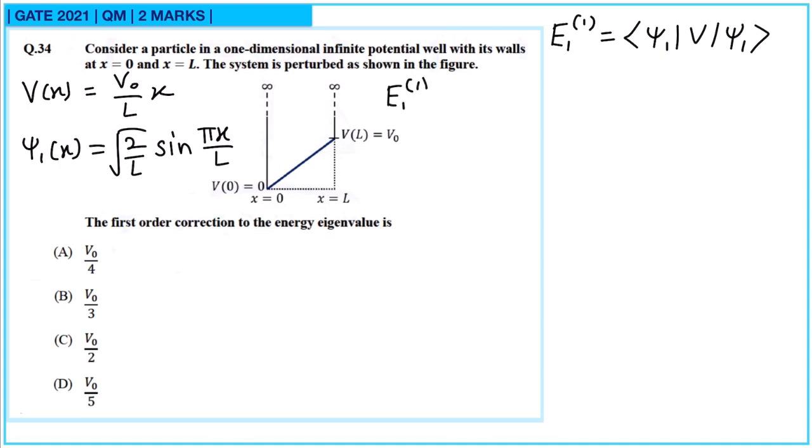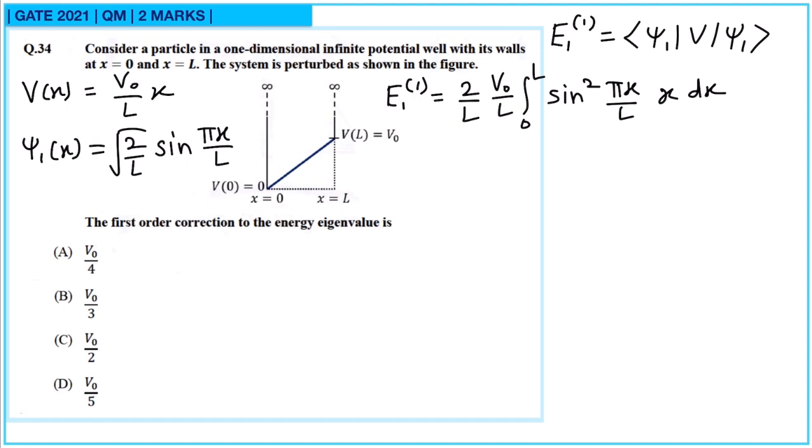So E1^1 will be equal to, this is square root of 2 by L, so this will be 2 by L outside the integration, and the potential is V naught by L. So V naught by L, integration is from 0 to L. Then we have sine square pi x by L into x dx. So we have to calculate this integral now.